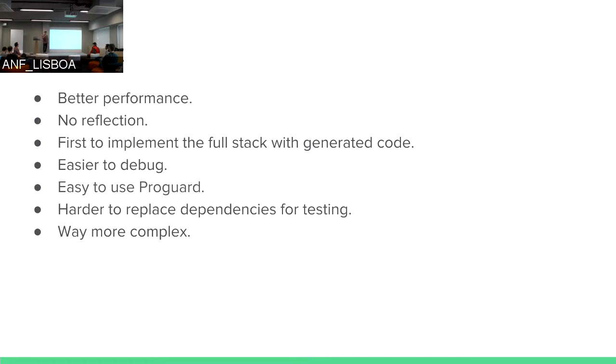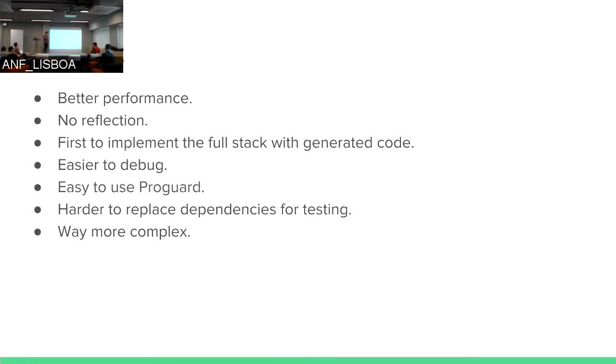This is nice because reflection is kind of a magical thing and a slow thing as well, and it hides how things work, and it's hard to debug when you have reflection in your code. And since it generates the code at compile time, you can check what's going on and debug easily. Also, it's really easy to use ProGuard with that, which was not the case with Dagger 1. It was because of reflection, again.